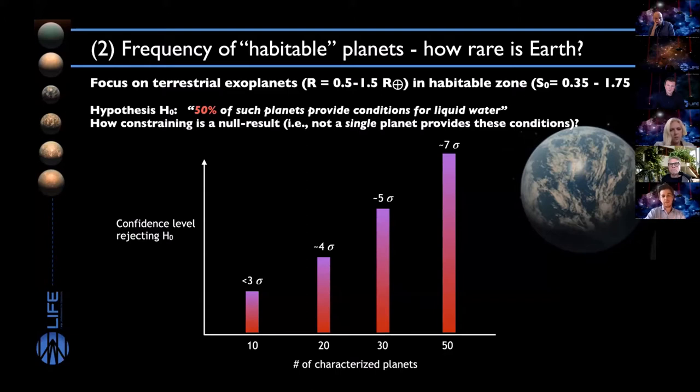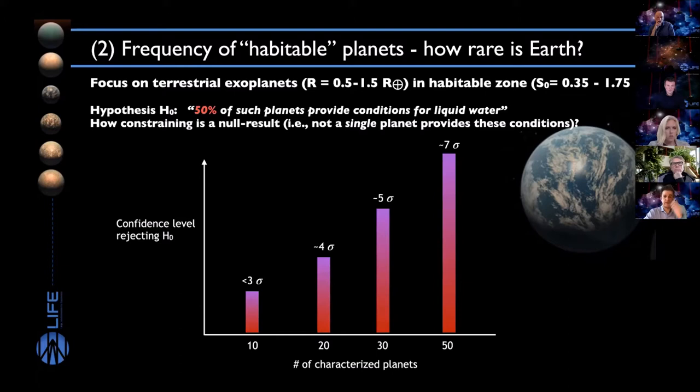So we try to turn the question around, and we want to make sure that in the case that we don't find anything that is super spectacular, we still learn something that is fundamentally important scientifically. So we basically ask the question, how many planets do we need to observe in order that the null result of finding that nothing is really interesting, quote unquote, is a meaningful result?